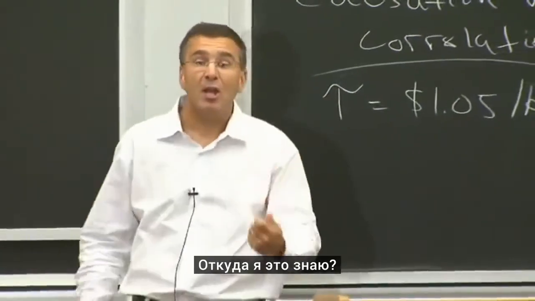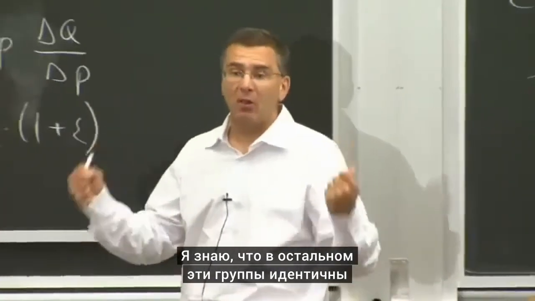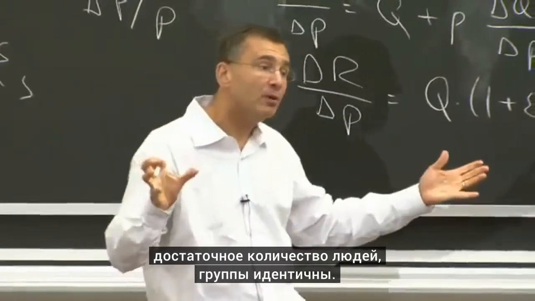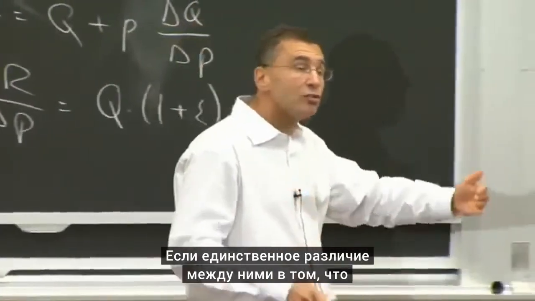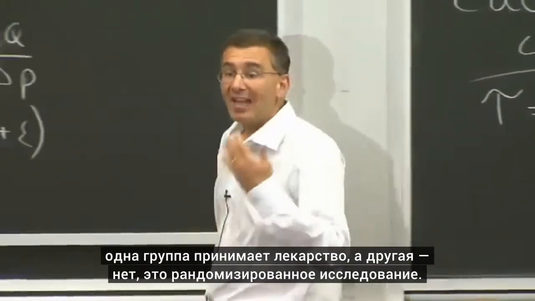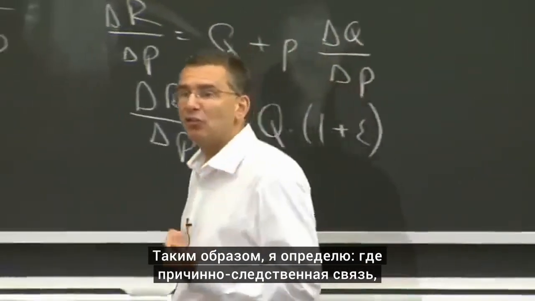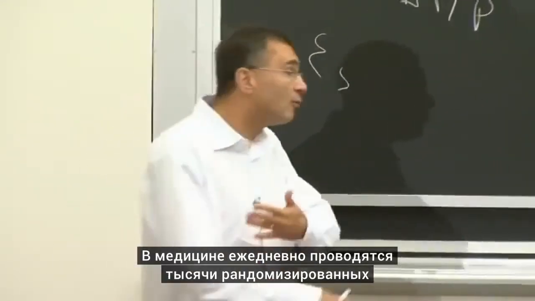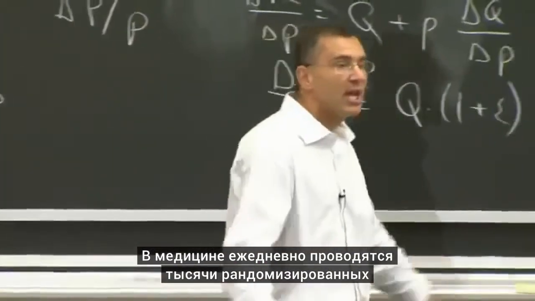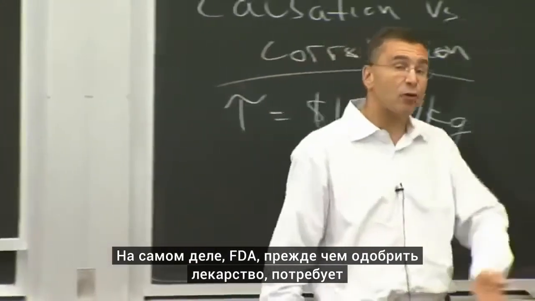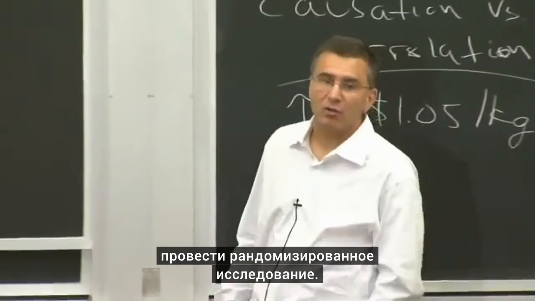And how do I know that? Because I know the groups are otherwise identical by the law of large numbers. By the law of large numbers, I know that as long as I have enough people, they're identical. So the only difference between them is that one's taking the drug and one's not. Okay? That's a randomized trial. That would be how I could solve the causation versus correlation problem. In medicine, thousands of randomized trials are being run every day. In fact, the FDA, before it'll approve a drug, will typically require a randomized trial.